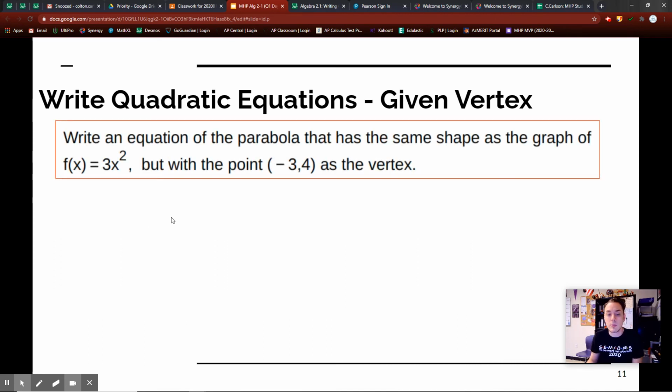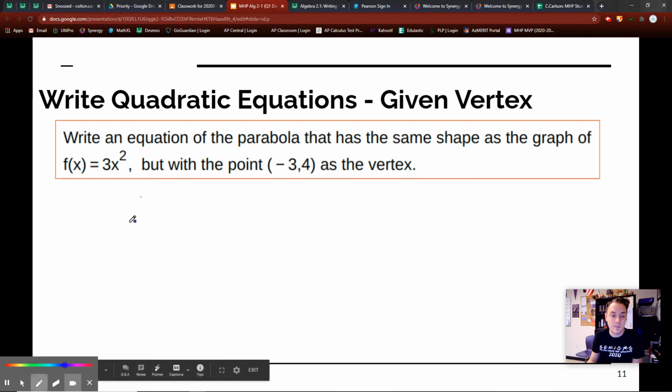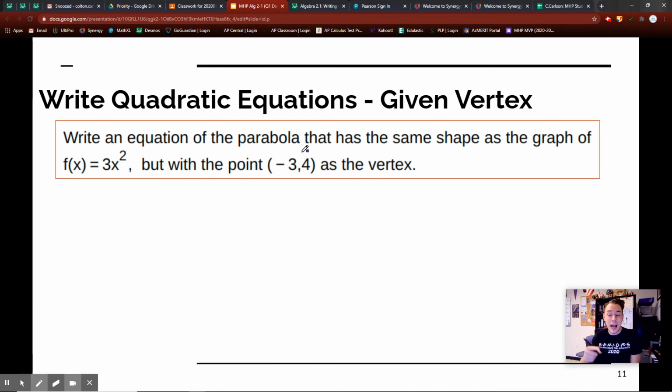So write an equation with a parabola that has the same shape as the graph of f of x equals 3x squared, and then this point. Now, in this case, I don't actually need to use Desmos at all. I just want this same shape. So honestly, guys, all I have to do is this. F of x equals 3, and then I'm going to implant my vertex in. So that means plus 3. Notice I did the opposite sign here because there's a built-in negative inside my vertex form.